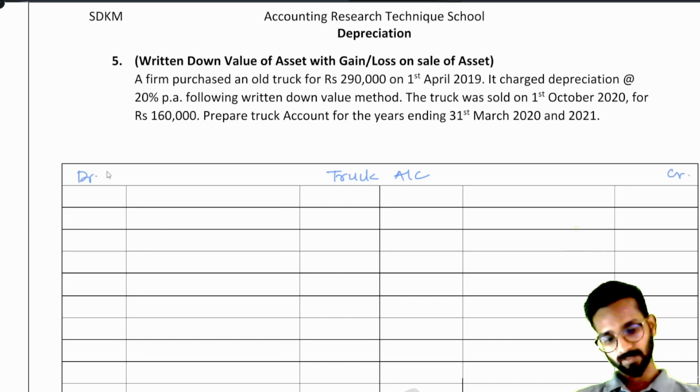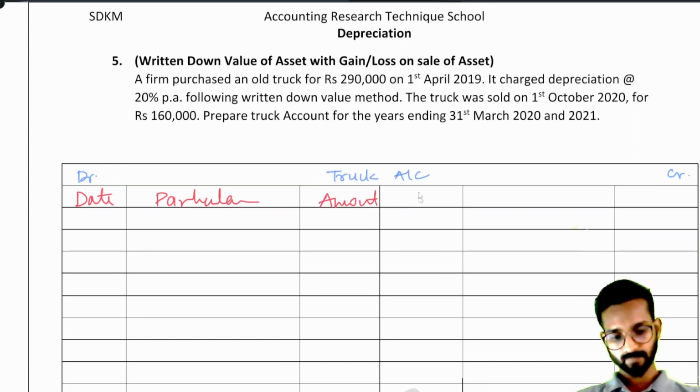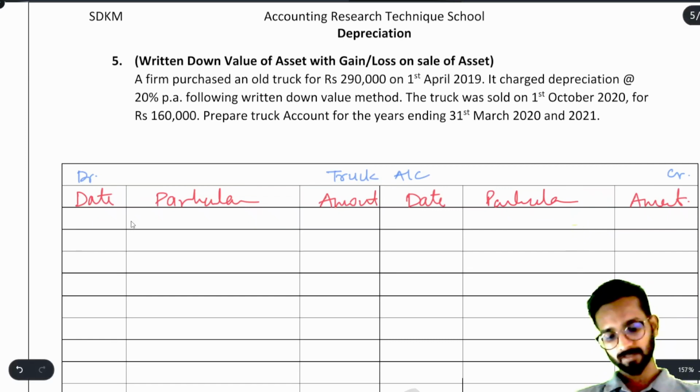Credit, debit, date, particulars, amount, date, particulars, amount. The firm purchased the truck for 2,90,000, so I can write here: to bank account, 1st April 2019, 2,90,000.